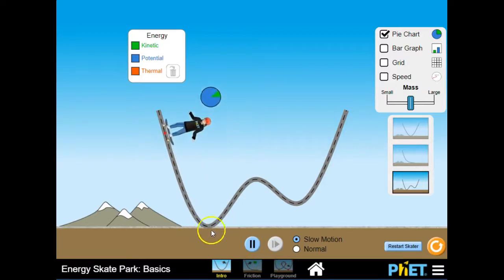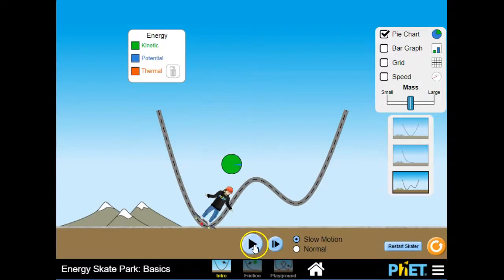The only point in which we have only kinetic energy is the lowest point. There we go, right there. If we watch the skater at the one that's slightly higher up here, you'll see that there's still some potential energy because the skater is away from the ground.